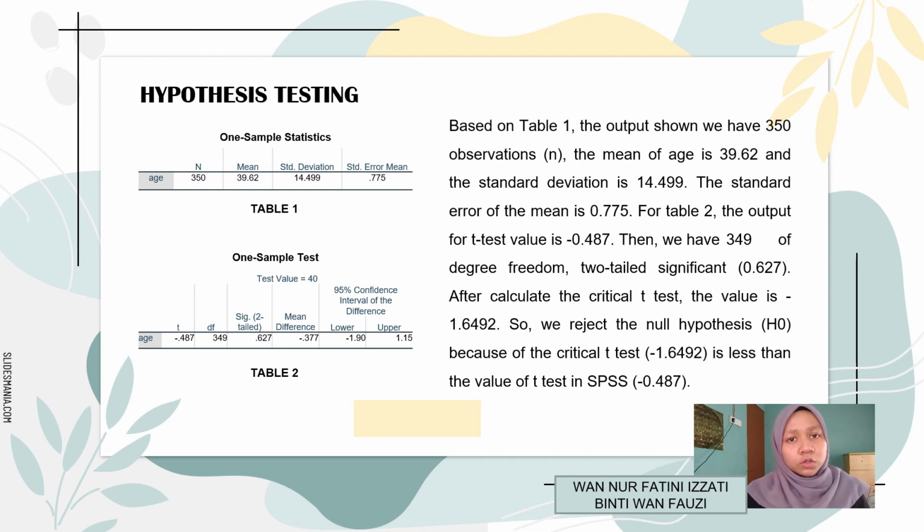For table 2, the output for the t-test value is negative 0.487. Then we have 349 degrees of freedom, 2-tail significance 0.627. After calculating the critical t-test, the value is negative 1.6492. So we reject the null hypothesis H0 because the critical t-test negative 1.6492 is less than the value of t-test in SPSS, negative 0.487.